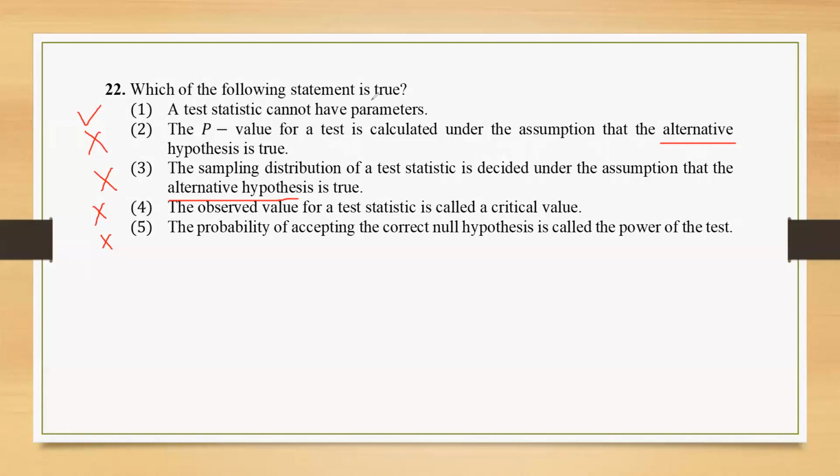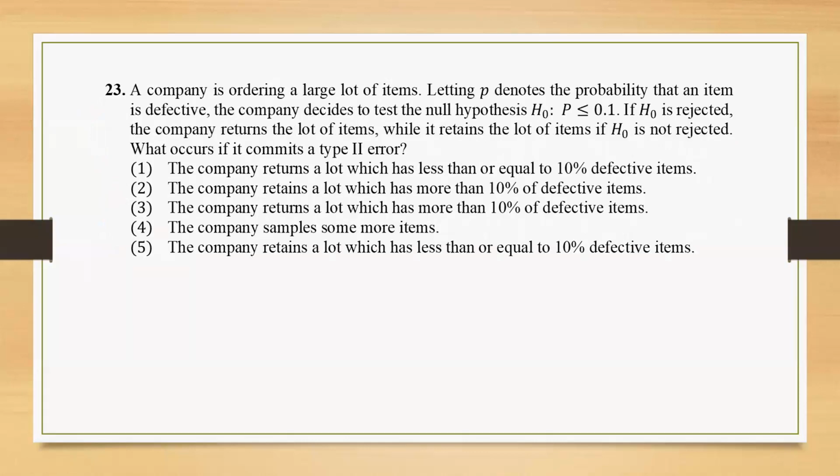Okay. Let's move to the 23rd question. A company is ordering a large lot of items, letting P denote the probability that an item is defective. The company decides to test the null hypothesis H naught, that is P less than or equal to 0.1. If H naught is rejected, the company returns the lot of items, while it retains the lot if H naught is not rejected. What occurs if it commits a type 2 error?